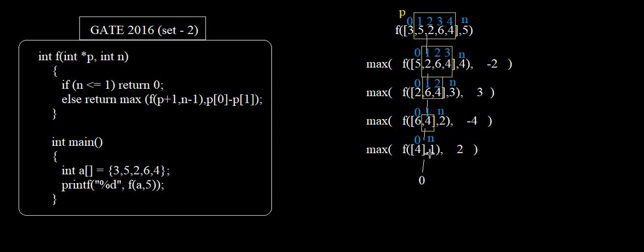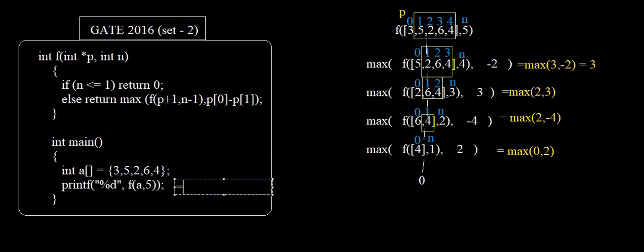And when the function call has only one element left, you need to return 0, because here n equals 1, and n is less than or equal to 1, 1 is less than or equal to 1, which gives 0. Place 0 here, and maximum of 0 and 2 becomes 2. 2 should be returned here. Now this 2 has been placed here. Maximum of 2 comma minus 4 gives you 2, and this 2 comma 3 gives you 3, and this 3 is placed here. 3 comma minus 2 gives you 3. The answer returned should be equal to 3.